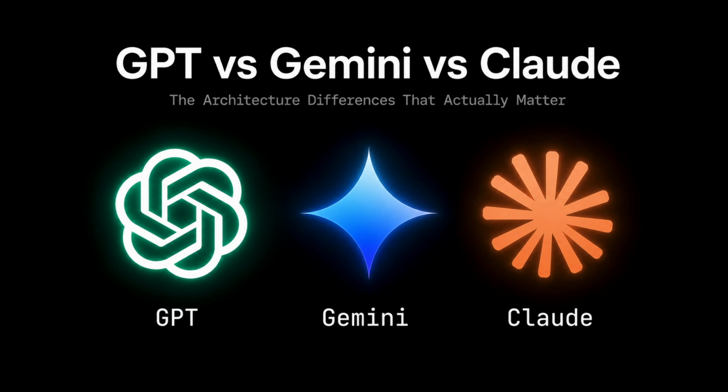So in this video, we are not going to talk about GPT versus Gemini versus Claude because honestly, the details of those models are almost entirely closed off. OpenAI, Google, Anthropic, none of them publish architectural details for their frontier models anymore. What we do have is the foundational design decisions these companies made early on. And those decisions still shape everything about how these systems work today. So that's what we are going to get into.